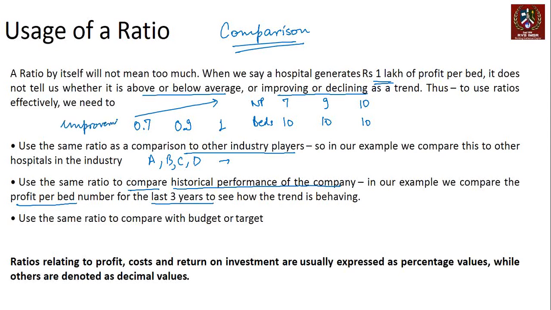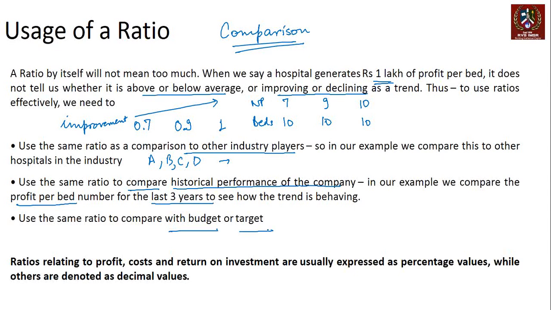How do we get to know about the improvement? The company is making more profits on the same number of beds. Now, this information is only useful if we have historical data. So one way is you compare with the industry, the other way is you compare with the historical performance of the company, and the third way is you can use the same ratio to compare with the budget or target.